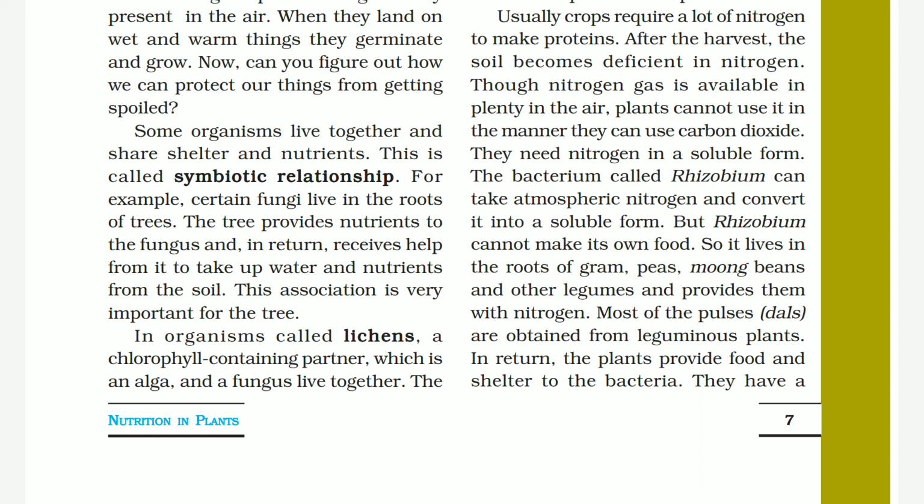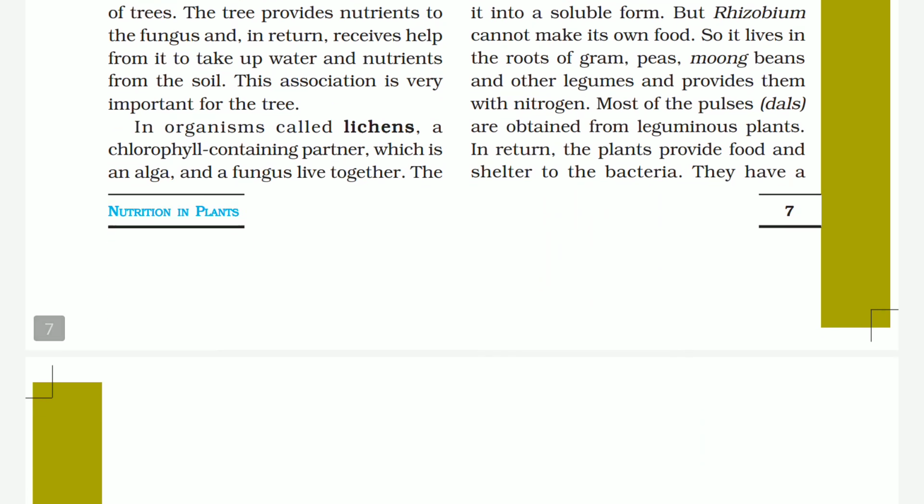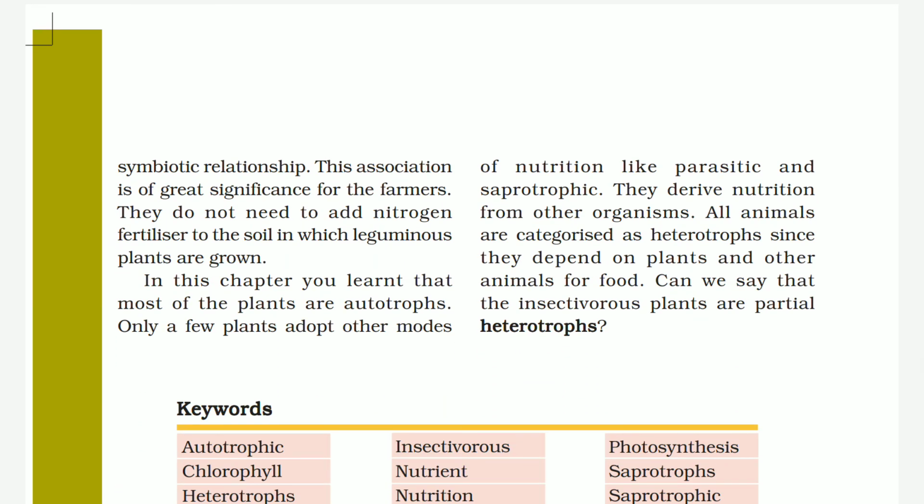So the bacterium called rhizobium takes the atmospheric nitrogen and converts it into soluble forms, but rhizobium cannot make its own food, so it lives in the roots of grams, peas, mungs, and beans. These plants are planted in the field to increase the amount of nitrogen in the soil. Most of the dal is obtained from leguminous plants. In return, plants provide food and shelter to the bacteria, a symbiotic relationship. This association is of great significance for farmers. They do not need to add nitrogenous fertilizer to the soil in which leguminous plants are grown.